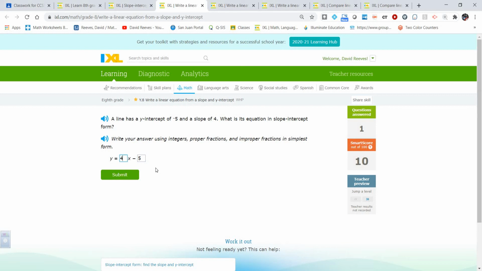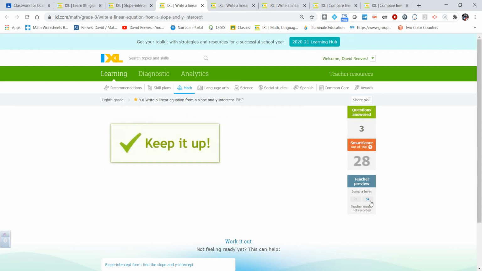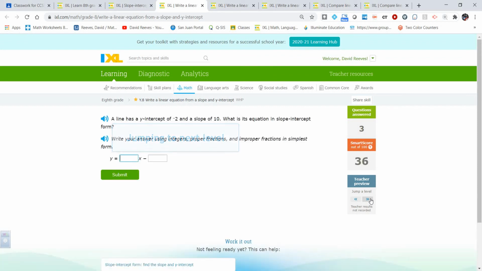And the slope is 4. By the way, make sure you don't put a -5 in there, because then it would be minus a -5, which would give us a +5. They already took care of that by putting the minus there. The y-intercept of 2 and the slope of 10. Wow! Do they have anything a little more challenging for us?